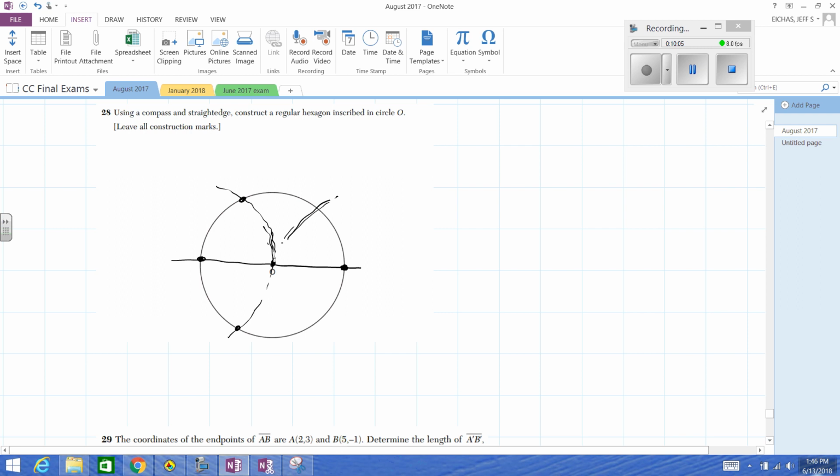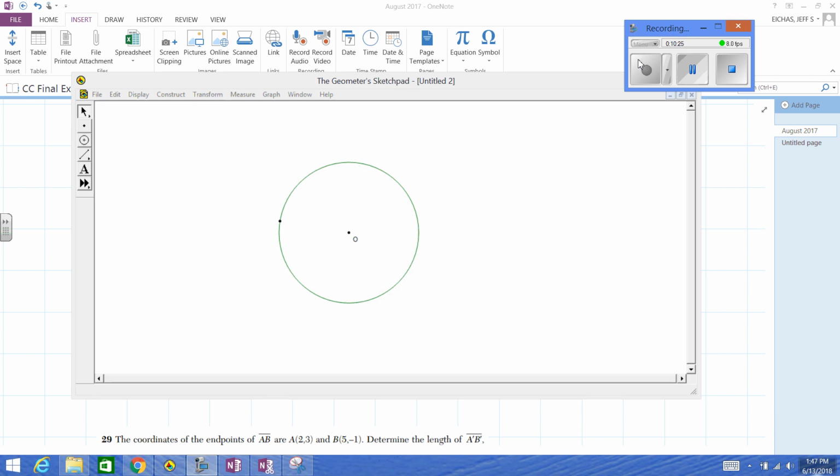Okay, you're going to draw that arc, and what we get is 6 equally spaced points along that circle. It doesn't look like it, but that's because I'm not using the right tool. I'll head over to Geometry Sketchpad and actually do this the right way.